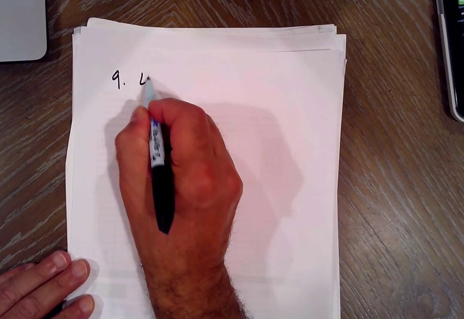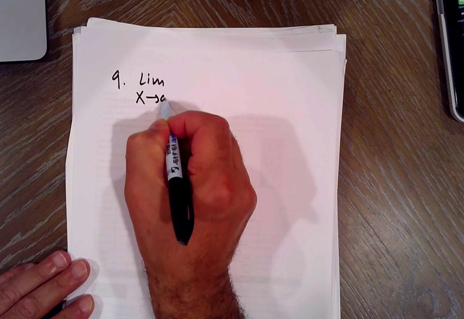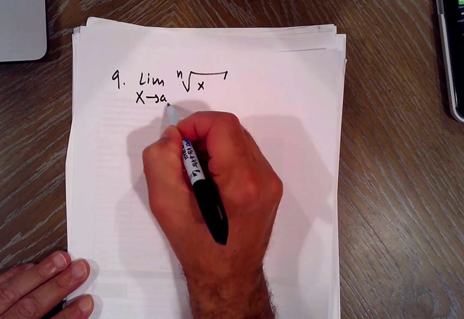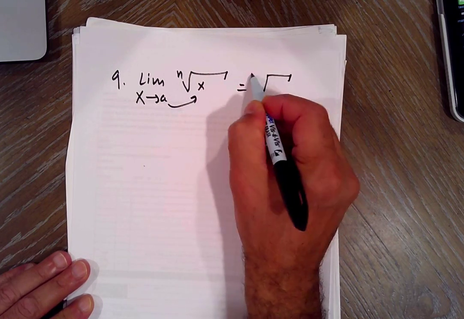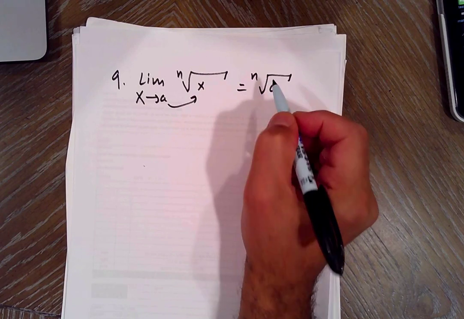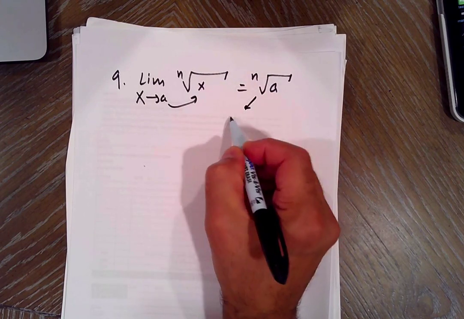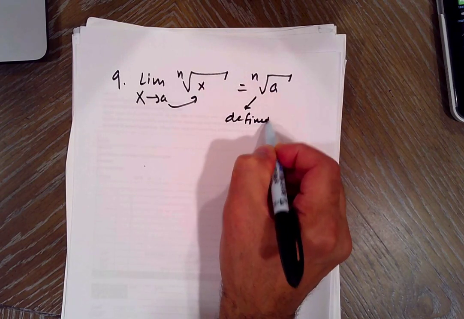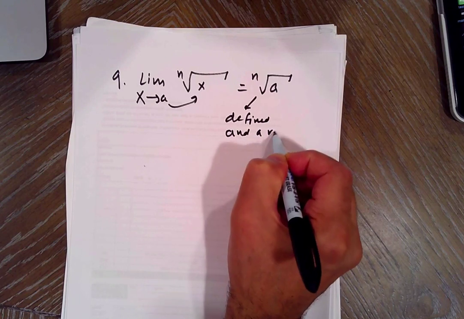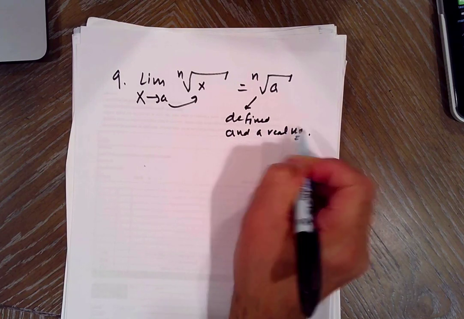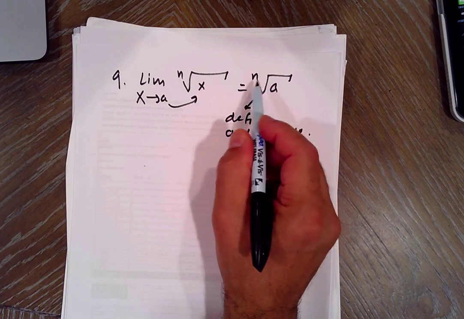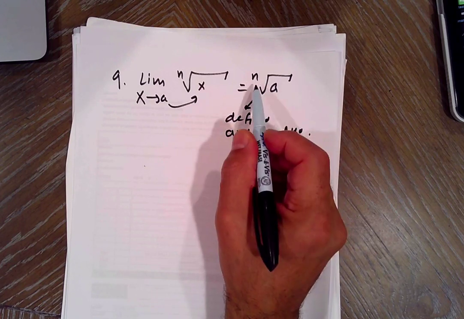And number 9, the limit as x goes to a of the nth root of x. Again, you plug it in, as long as it's defined and a real number, which means a has to be positive when n is even.